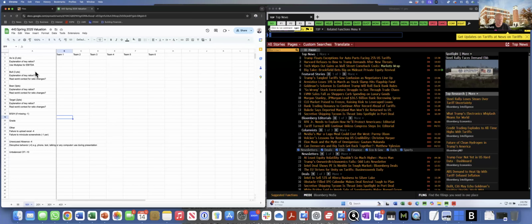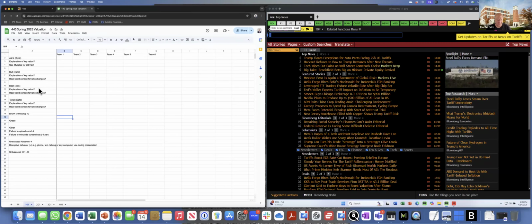For the bull, you have to not only have the file, but you have to have an explanation of what did you change and why. What is the real world context that caused you to make those changes? Otherwise, you don't get the 3 points. Same thing for the bear. What did you change in the ratios and or assumptions? And what is the real world context for why you changed it? And then the target. What did you change? And what is the real world context for why you changed it? So that's how you're going to get the 10 points.